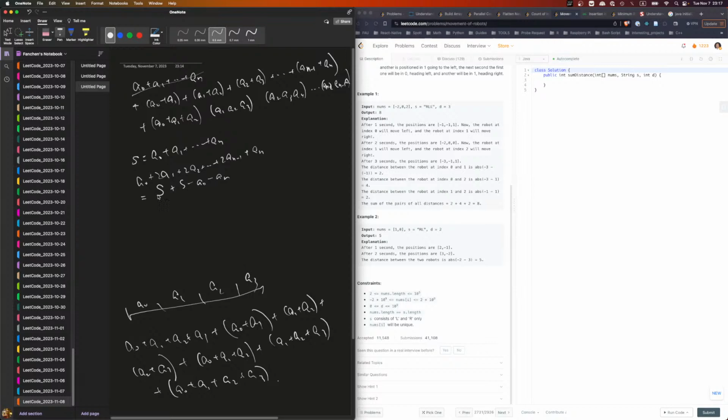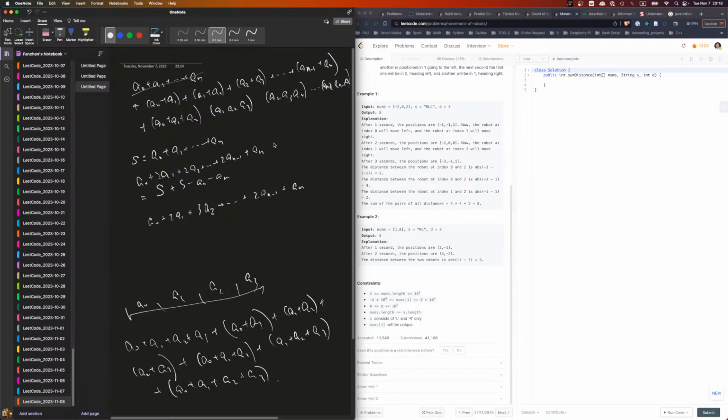Okay. How about this one? So, A0 happens once. A1 happens 2 times. Right? That will be A0 plus 2A1 plus 3A2, up to nA(n minus 1) plus AN. It'll be like that.